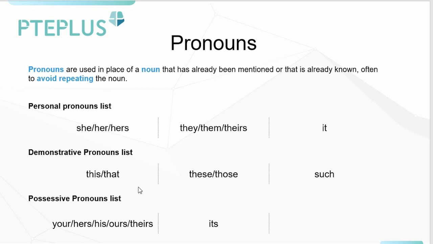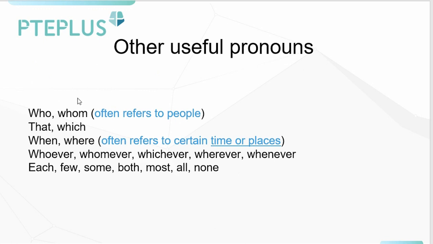So once we're able to grasp the idea of using pronouns to help us identify the relationships, all of a sudden answers will be popping out from nowhere. Another example in the text we were looking at earlier will show up. But before we go on to that, let's talk about some other useful pronouns. For example, I want you to be familiar with using who, whom. These just often refer to people. That, which, when, and where often refer to certain times or places. These will also be really handy as well.